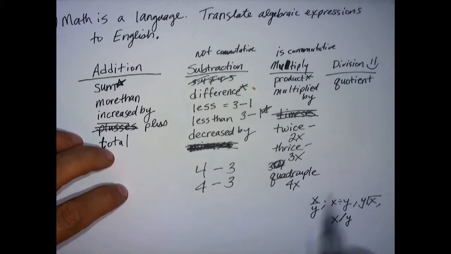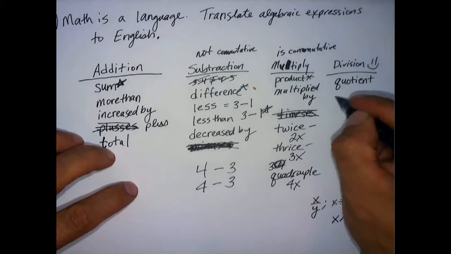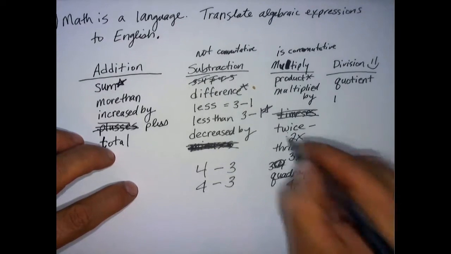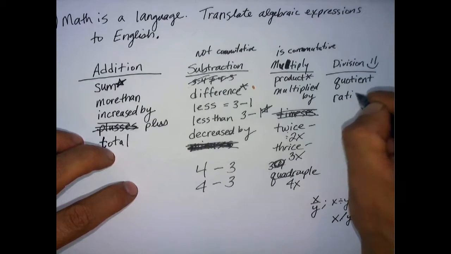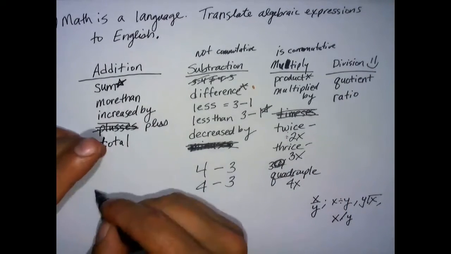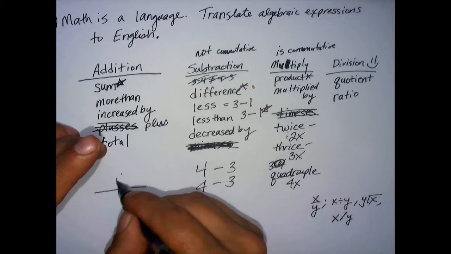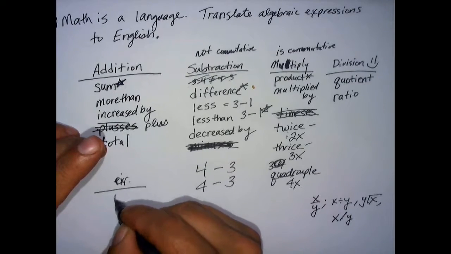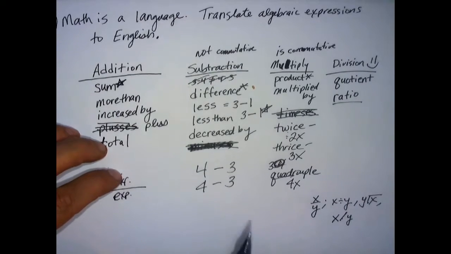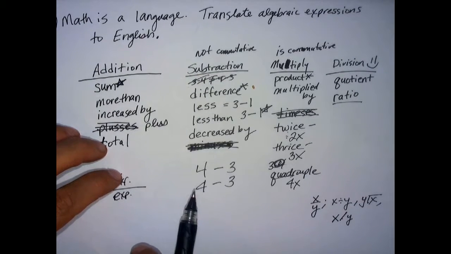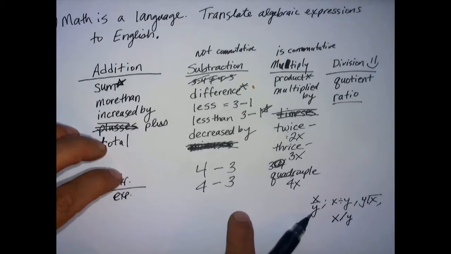All right, more keywords. Quotient, big one. Oh, and I forgot one of these. We'll come back to multiply. Ratio. Remember when I said, what kind of expression was this called when we had an expression over an expression? I said it was a rational expression. Ratio means divide. If you take the ratio of two things, the ratio of x and y is this. The ratio of x and y.